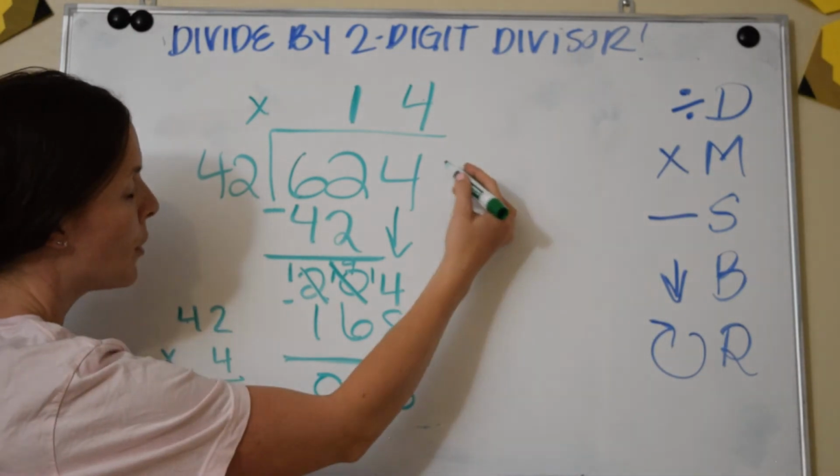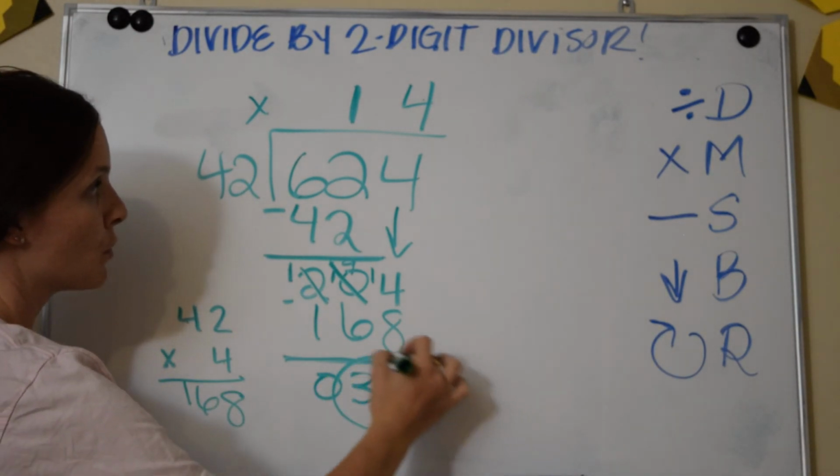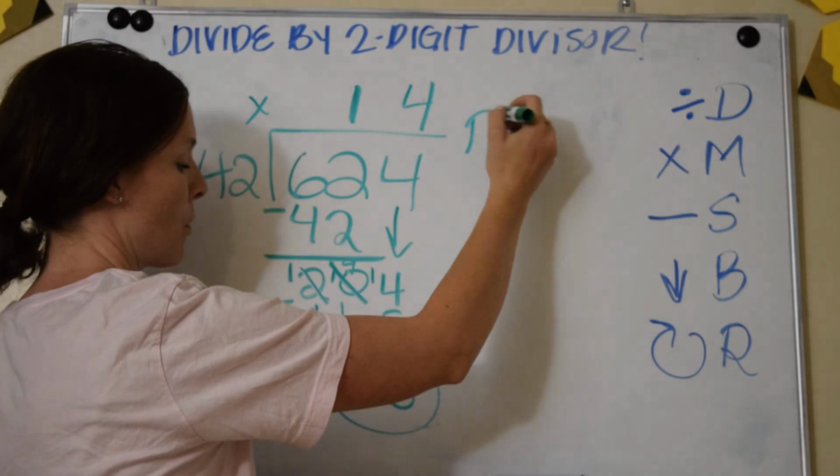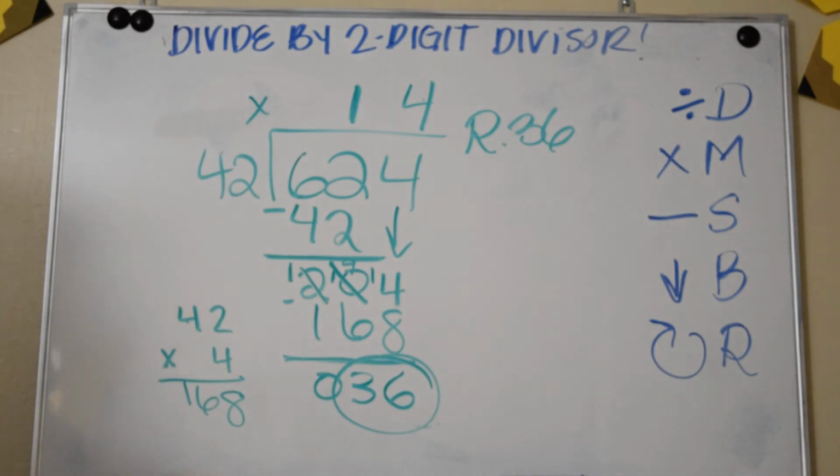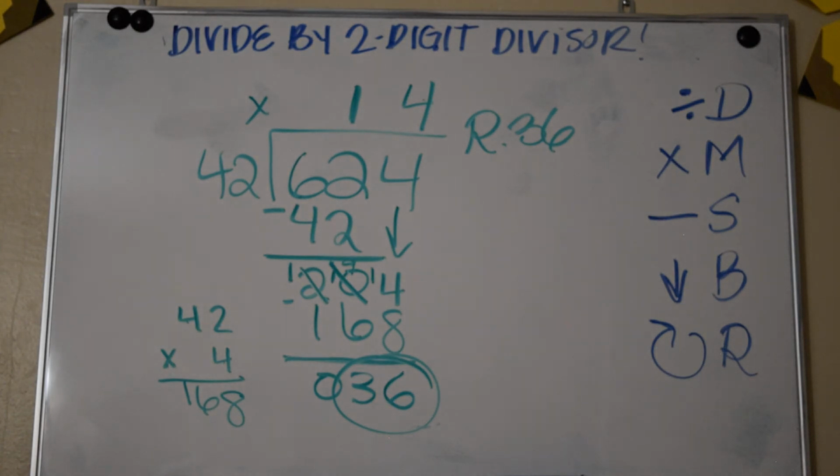Then bring down. Oh, I don't have anything to bring down. So my answer is 14, remainder 36. What a funky answer, but it does work, and that is the correct answer.